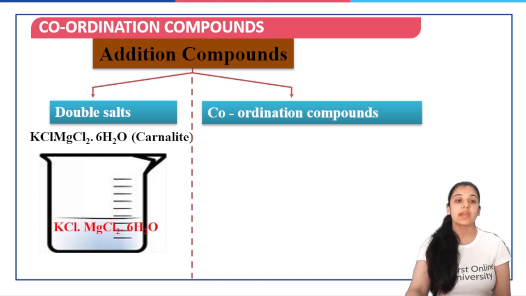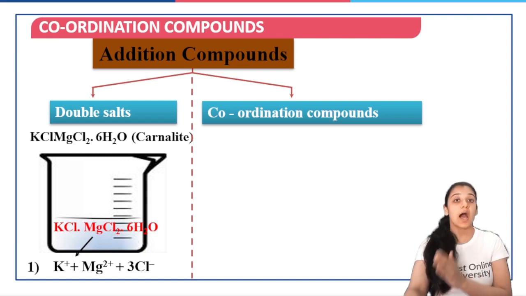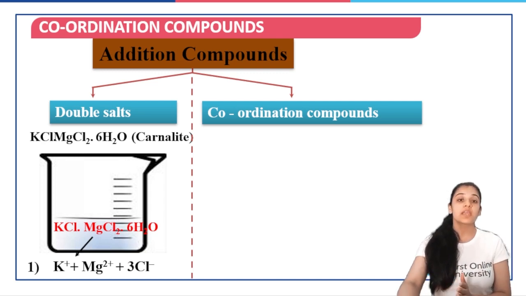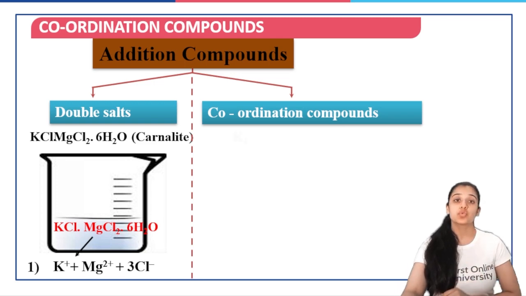What happens as soon as we add a double salt to water, taken in a beaker or some container, is that this double salt dissociates into its ions, like K plus, Mg2 plus, and 3 Cl minus ions. So that is a very good and major difference between double salts and coordination compounds: double salts dissociate completely into the ions which they contain, but coordination compounds do not do that.